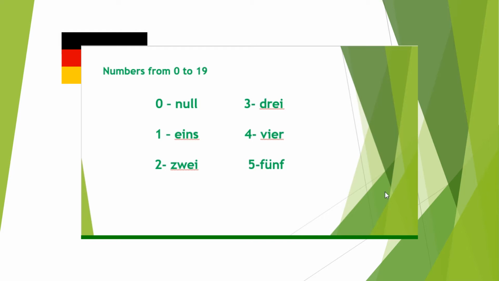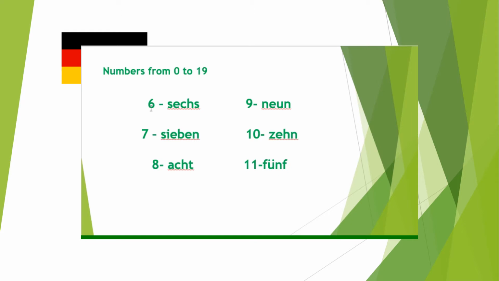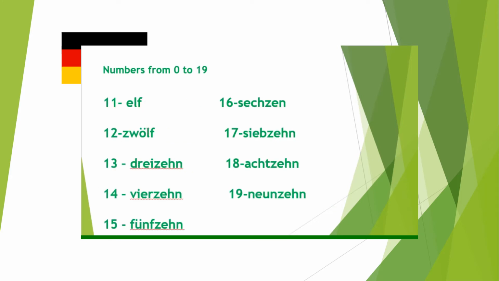1 eins, 2 zwei, 3 drei, 4 vier, 5 fünf, 6 sechs, 7 sieben, 8 acht, 9 neun, 10 zehn, 11, sorry, it should be elf, 11 elf, 12 zwölf, 13 dreizehn, 14 vierzehn, 15 fünfzehn, 16 sechzehn, 17 siebzehn, 18 achtzehn, 19 neunzehn.